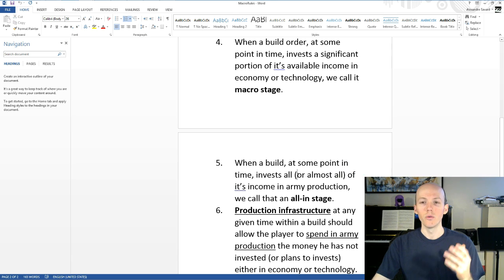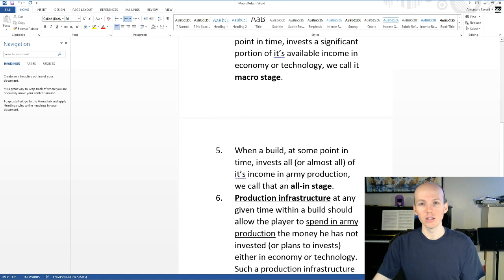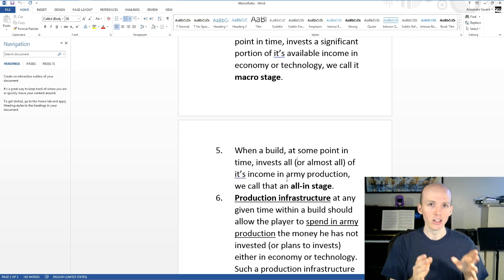Number 5, when a build at some point in time invests all or almost all of its income in army production, we call that an all-in stage. So when you're basically spending all of your money on just producing units, especially army units, but just units in general, you are in what I call an all-in stage. You have no money left over to invest in things like expansions and tech. You're in an all-in phase or an all-in stage of a build order. So these definitions are going to be important moving forward to really understand each other.